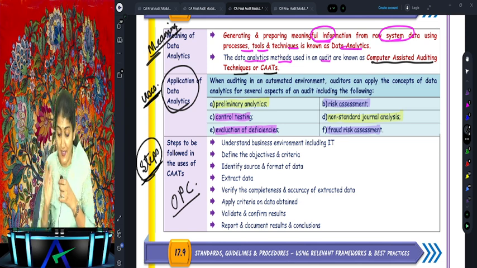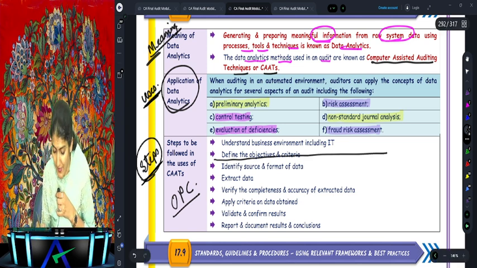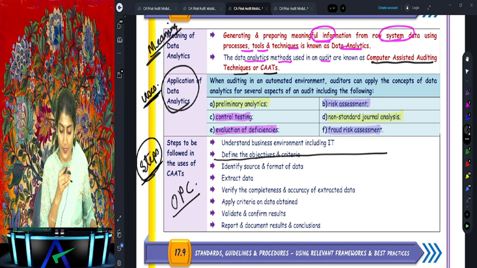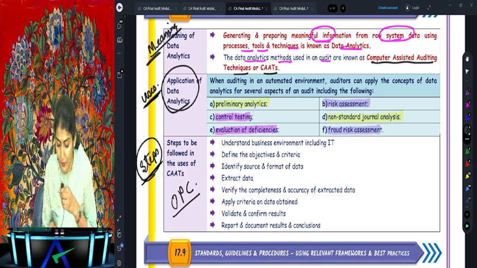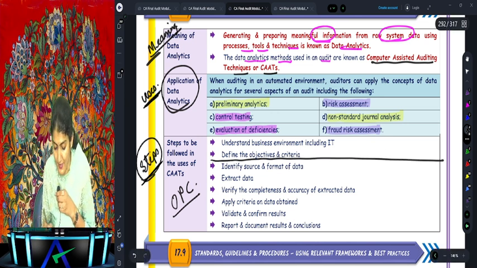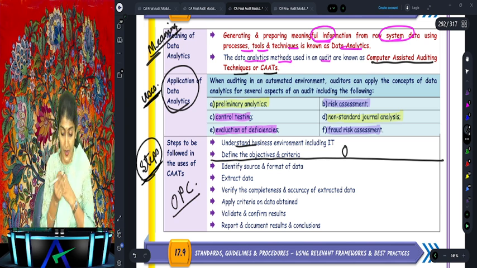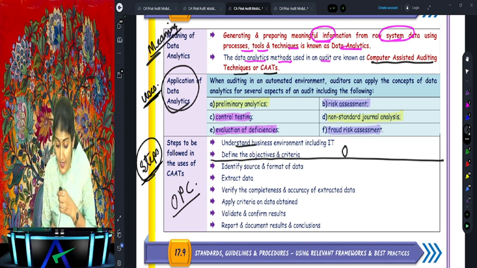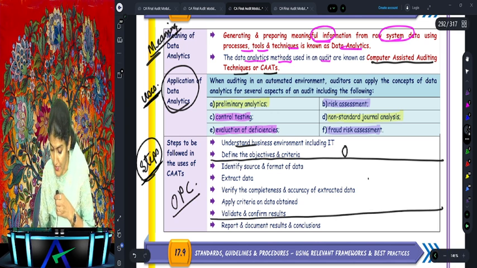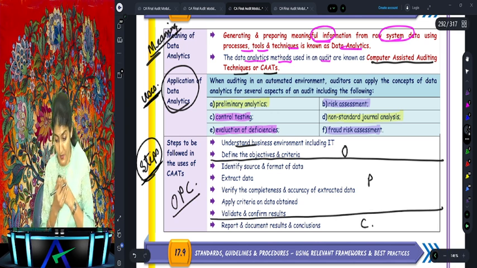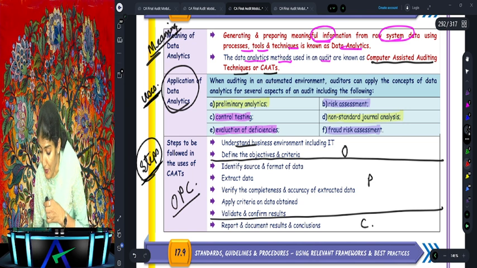Right? So here it says before the objective, you understand the business environment, including the IT. So before the O, there is one more point, understanding. Then after the understanding, you have the objective and the criteria. Then after that, you have the procedure, and then you have the conclusion. And in the procedure, what do you have over there?